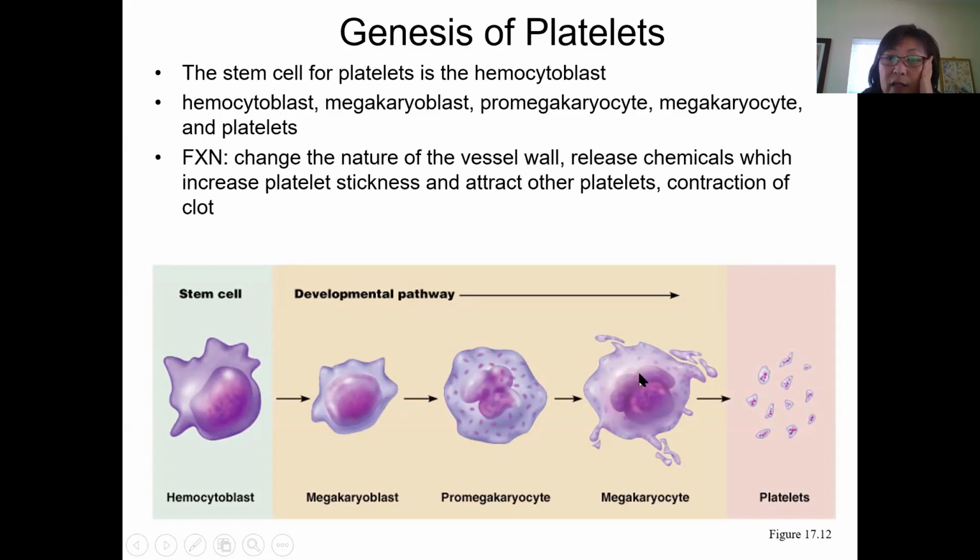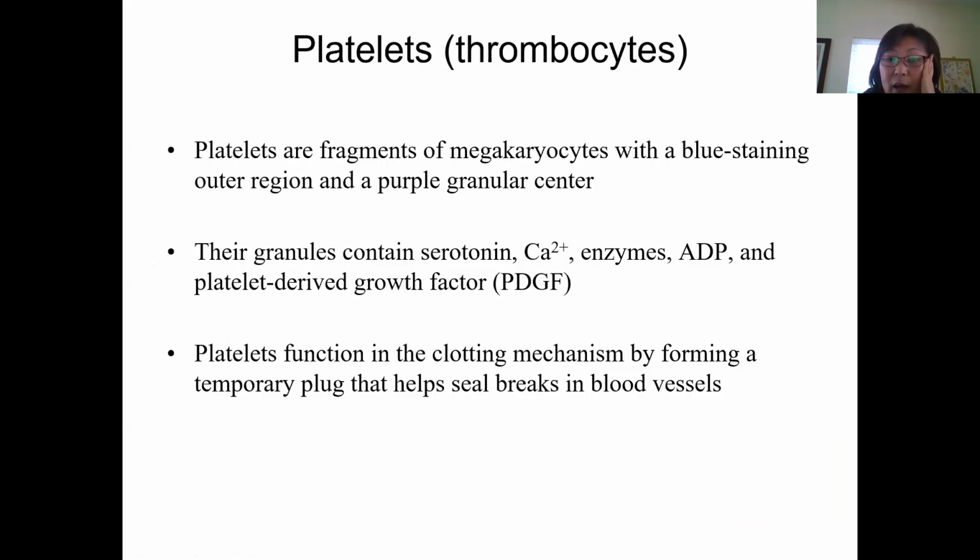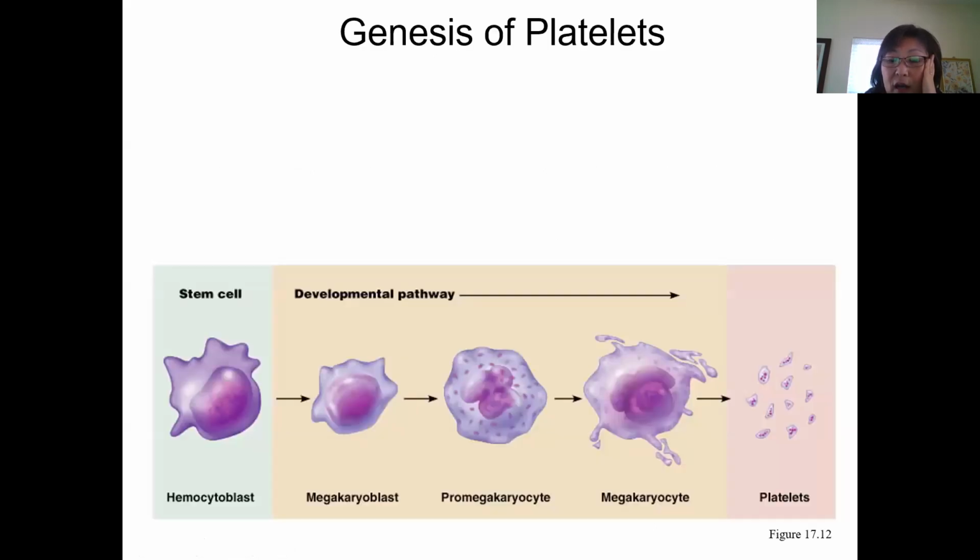Once this cell is mature, it's going to break down to form many little fragments. These fragments are membrane-bound, kind of like little organelles, right? So it's a membrane, and inside the membrane are many different materials, like we talked about. Let's go back: say serotonin, calcium, enzymes, PDGF. Okay, all of these can be found in platelets.